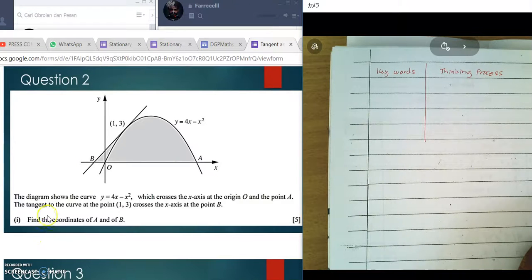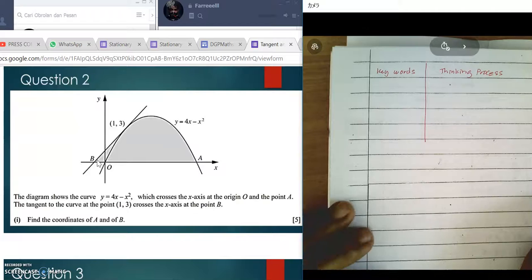Question number 2. The diagram shows the curve y equals 4x minus x squared, which crosses the x-axis at the origin and the point A. The tangent to the curve at the point (1, 3) crosses the x-axis at the point B. So you have the origin and A, where the curve intersects the x-axis, and here you have this tangent line at point (1, 3) intersecting at B.